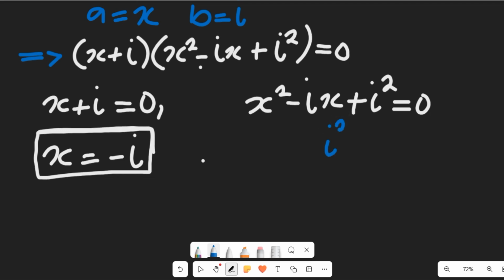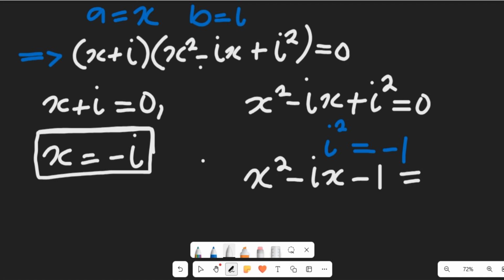Now for the second solution, I want to make a note that i square, remember that i square is j square, i square is equal to what? Minus 1. So if i square is equal to minus 1, we will replace it. So that expression will now give me x square minus ix minus 1 equal to 0, because that will give me minus 1. Minus 1 is the value of i square.